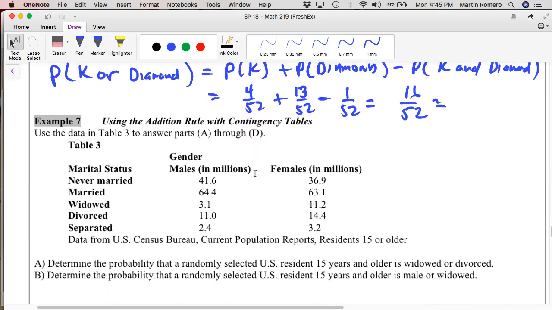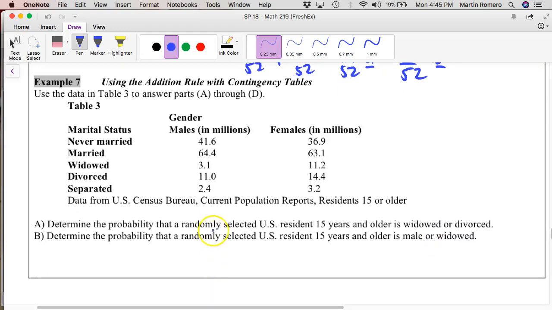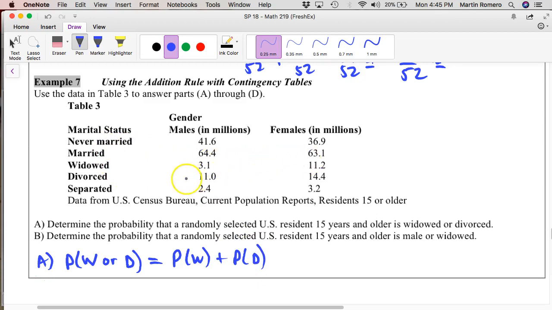Let's finish this one before this video gets too long, on using tables to get probabilities, which we do a lot. Part A: determine the probability that a randomly selected U.S. resident 15 years old or older is widowed or divorced. This is a table of residents 15 or older. We want the probability that it's widowed or divorced, and that's just the probability of widowed plus the probability of divorced. There is no overlap in A. There are no shared outcomes. These events are disjoint, so we just use that formula.